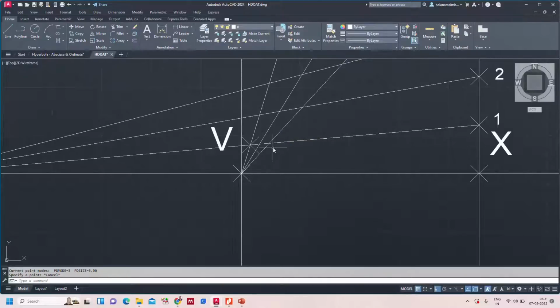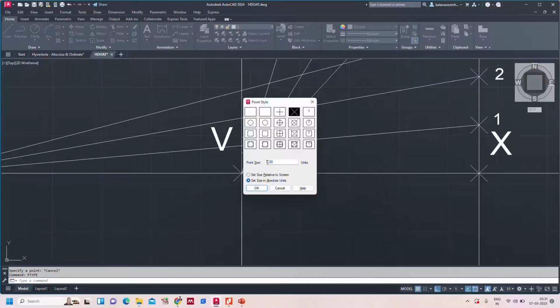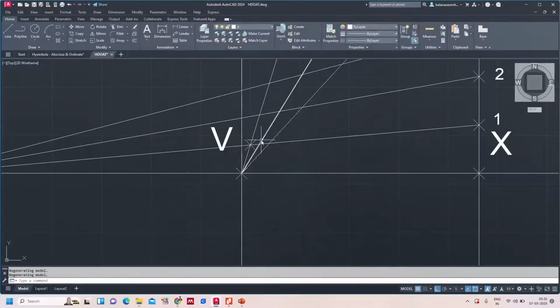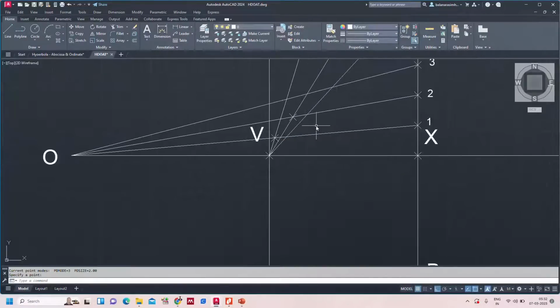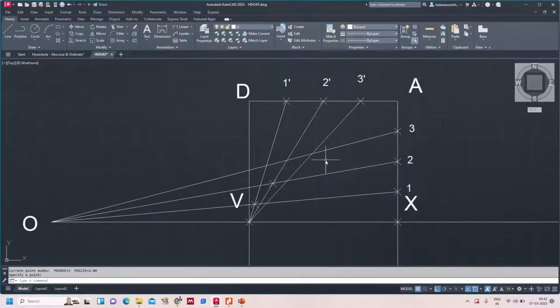The point is very dominating. Let me change the size. Already the point type is 3. Let me go for 2. Okay. Now this point, the intersection of 1 O and 1 dash V, the next one O2 and V2 dash, the next one O3 and V3 dash. Perfect. Unnecessary lines, if you want to terminate, you can do it.